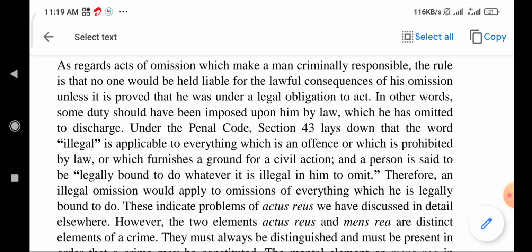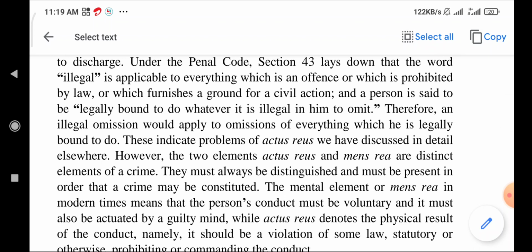Therefore, an illegal omission would apply to omission of everything which he is legally bound to do. These indicate problems of actus reus we have discussed in detail elsewhere. However, the two elements, actus reus and mens rea, are distinct elements of crime. They must always be distinguished and must be present in order for a crime to be constituted.